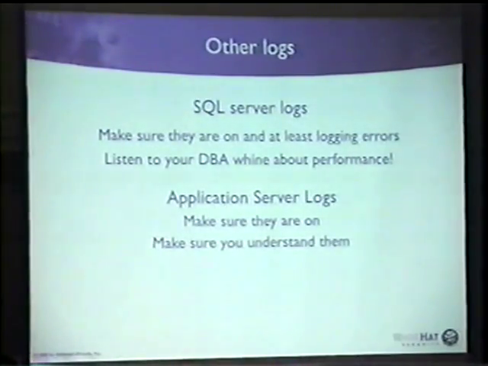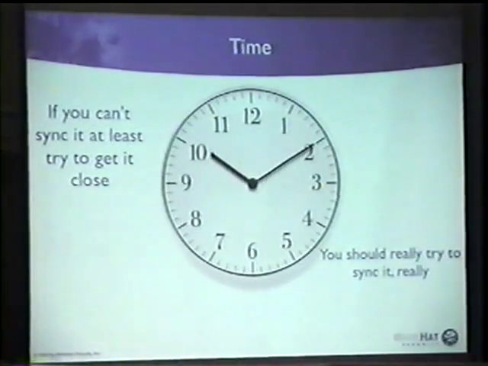So the other logs you need to look at are SQL Server logs, because again, if I'm getting 500 requests, I should be logging on my SQL Server. Your DBA will whine incessantly about performance if you do this. And application server logs, if you're using a 3-tier environment, make sure they're on, make sure you understand what they're saying. And again, you got your time synced, right? Everybody has that. I shouldn't even worry about that. All your time is correct.